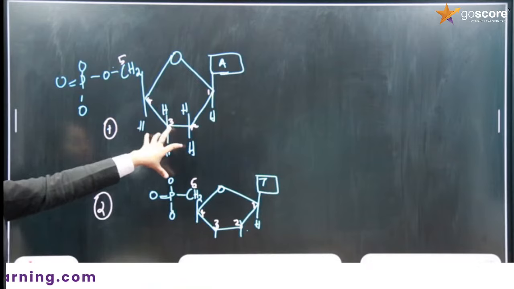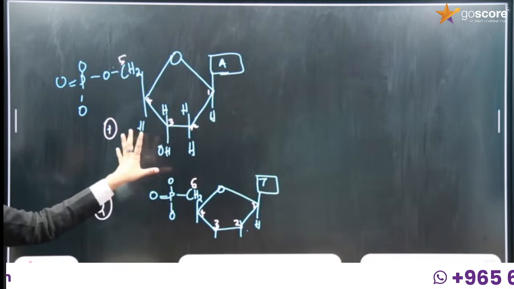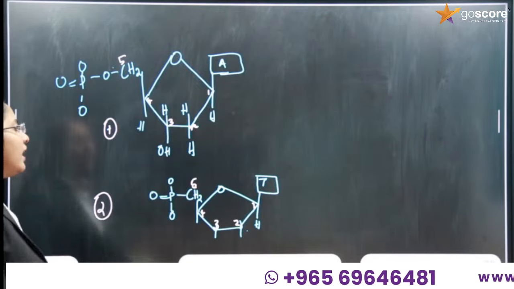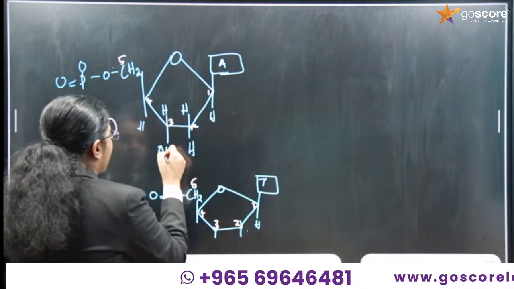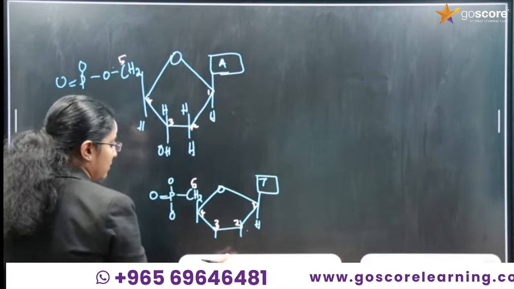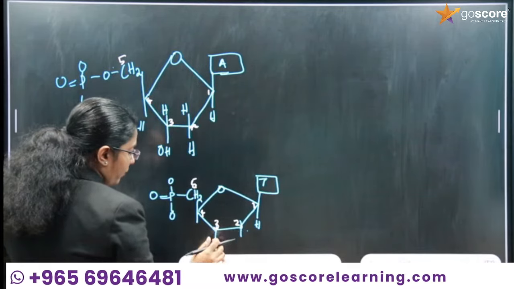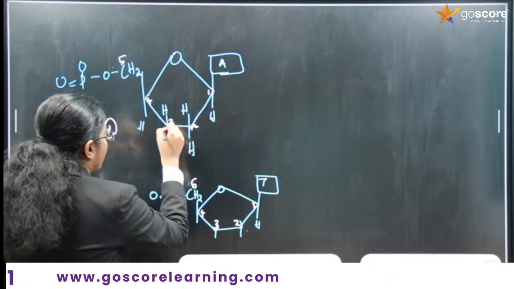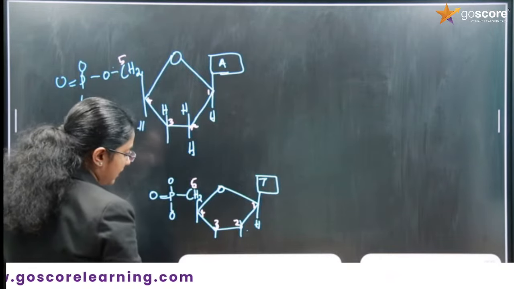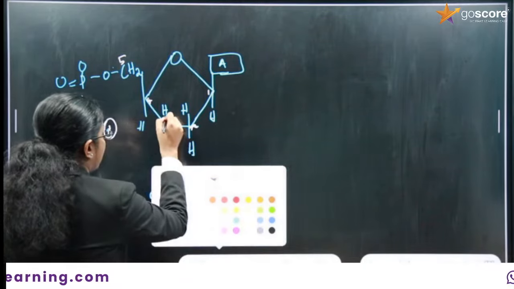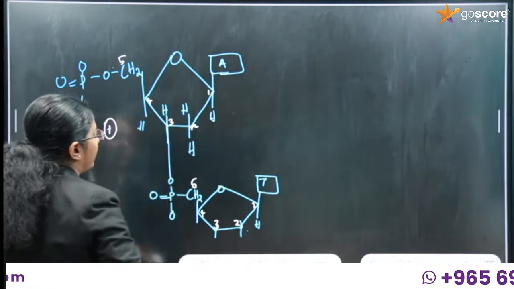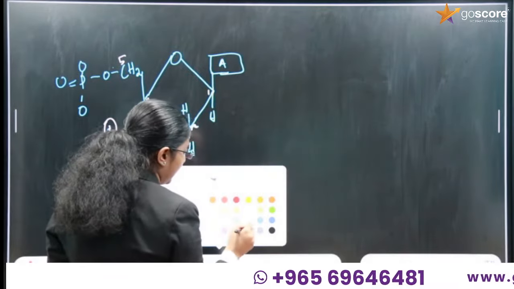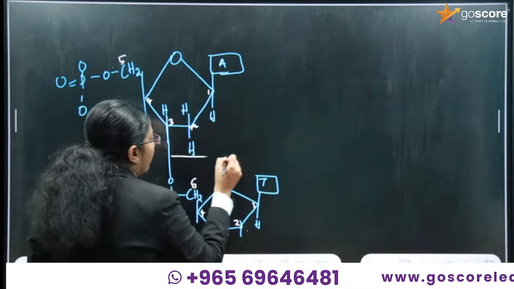See, at the third position you can find a free O here, right? So it will be acting as a nucleophile. The nucleophilic reaction will take place and this hydrogen will be removed. This hydrogen and oxygen will be removed. So the third carbon is attached to the phosphate group, through which bond?